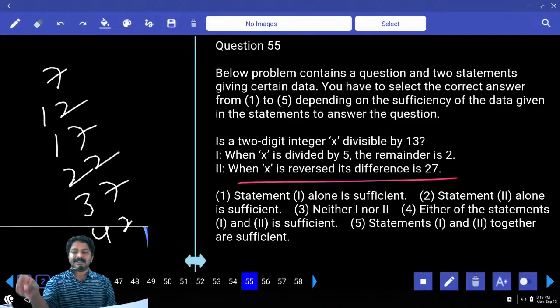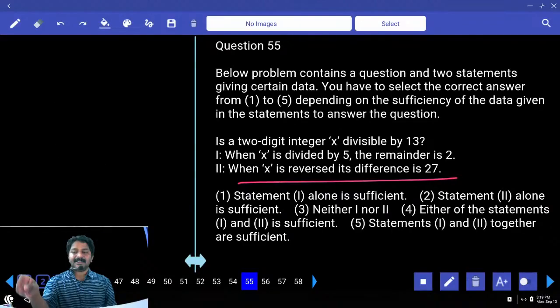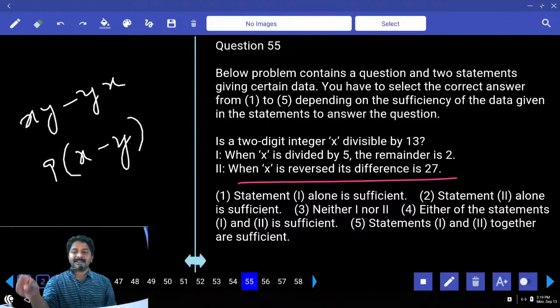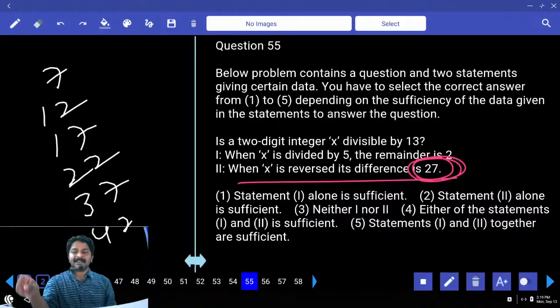When x is reversed, its difference is 27. So using this, what can we calculate? The difference between the original two-digit number and the number obtained by reversing the digits is always a multiple of 9 only. A multiple of 9 of what? The difference of digits. So 27 is 9 how many times? That means the difference of digits must be equal to 3 only. Like that, how many numbers are possible? Let us go and write it.